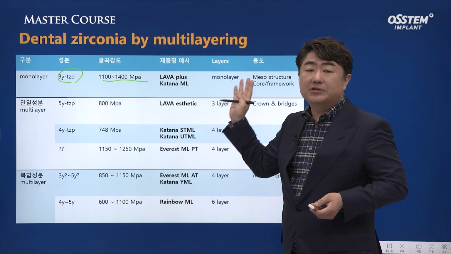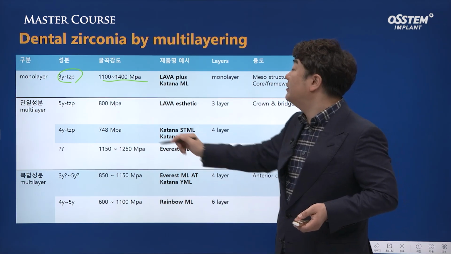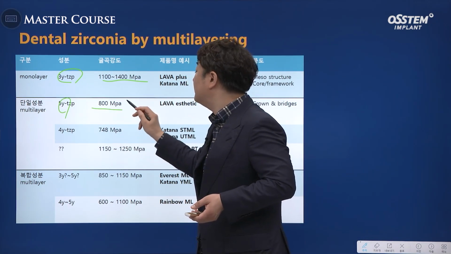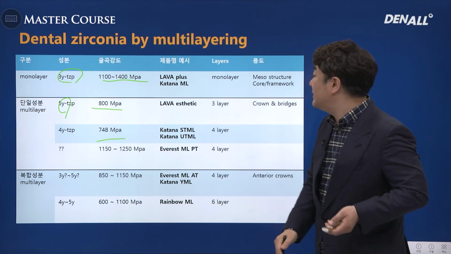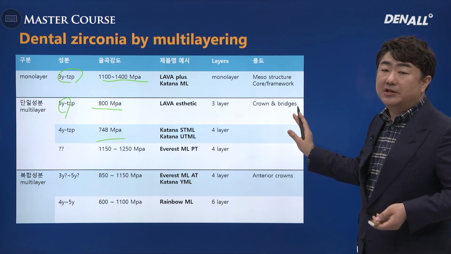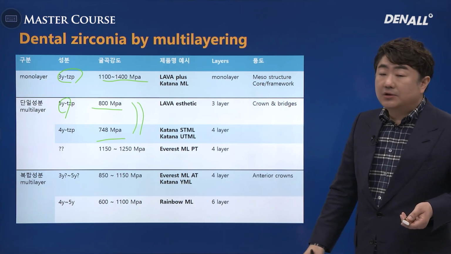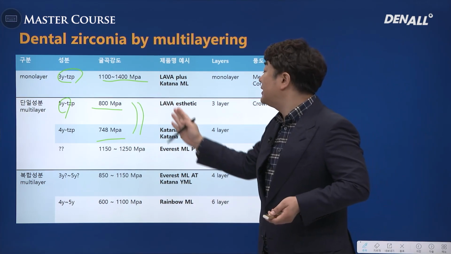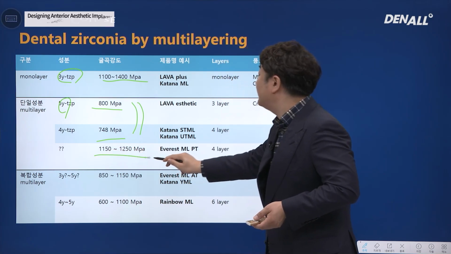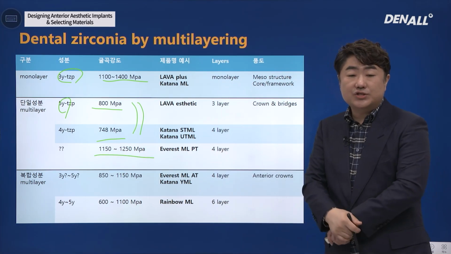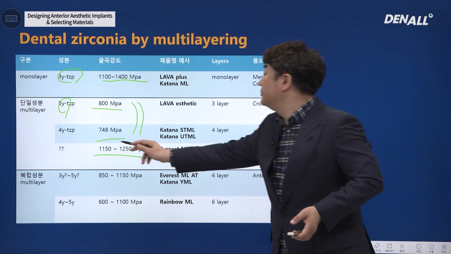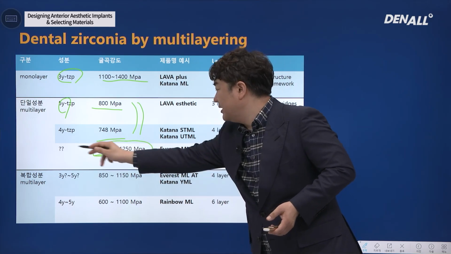Multi-layer blocks have been used more frequently in recent years, increasing the yttria content and showing strength of about 700 to 800 megapascals. While these seem aesthetically pleasing, there are some concerns about strength. As of late, products that show similar shades but have a strength of about 1000 megapascals have been released, which are used primarily for implant crowns.